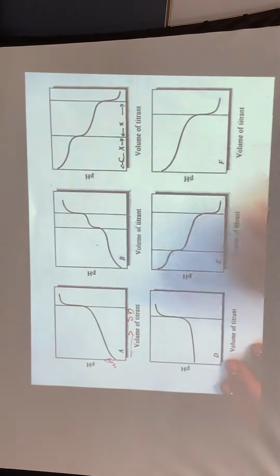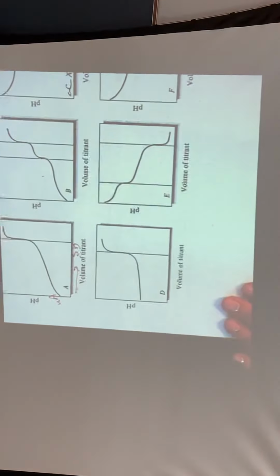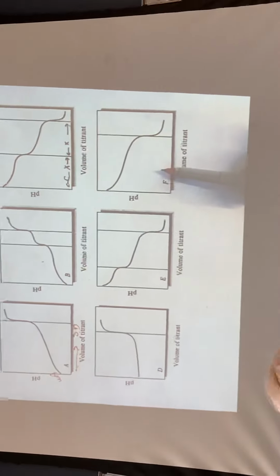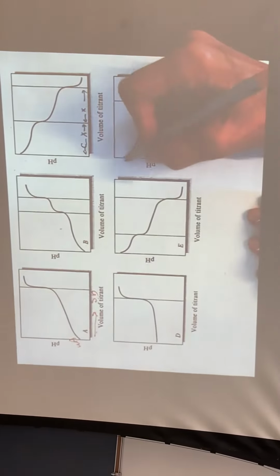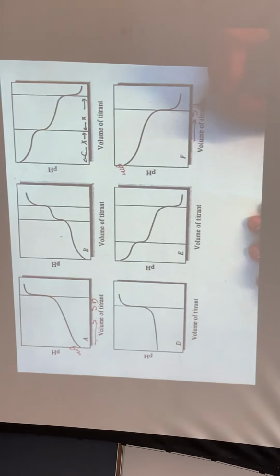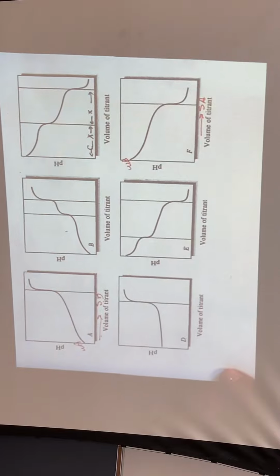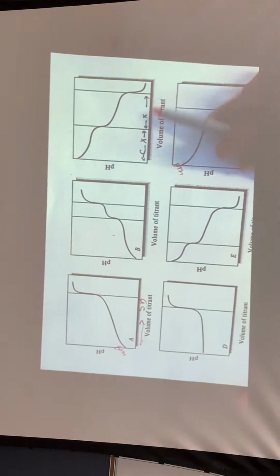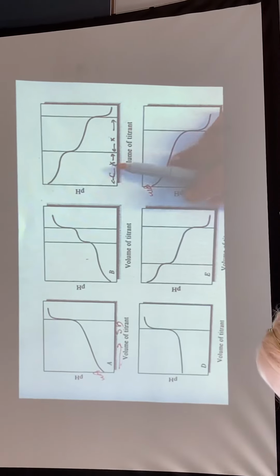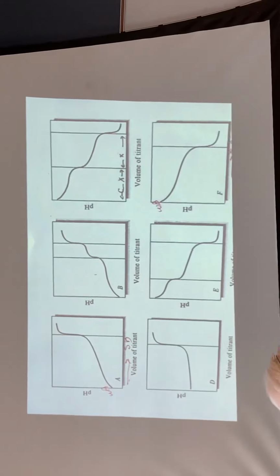What's happening? Let's pick another simple one. How about this one? F. Very good. This is my weak base being titrated by strong acid. Now let's pick this one. C. This volume is equal to this volume, and there are two possible answers.